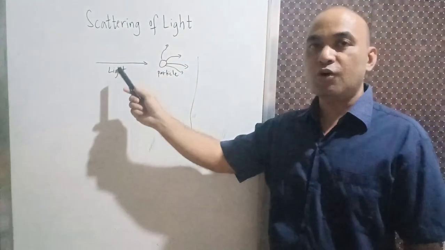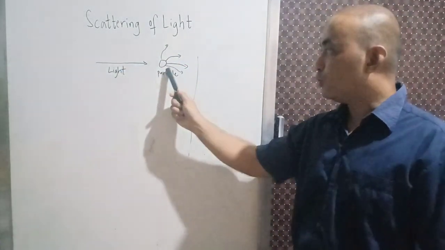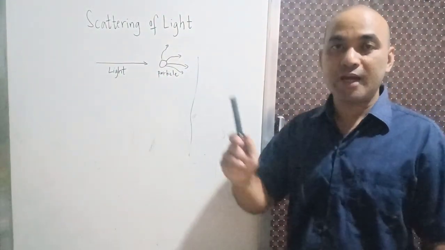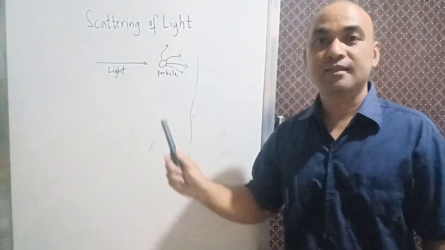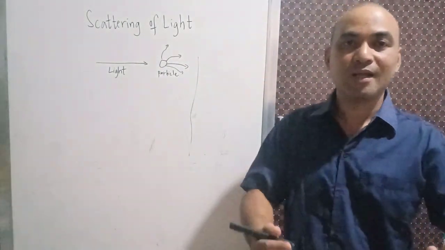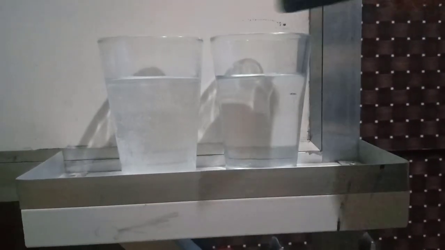This process of light getting divided in different directions due to interaction with particles of the medium is known as the scattering of light. And this is why we are able to see the path of light with our naked eye.